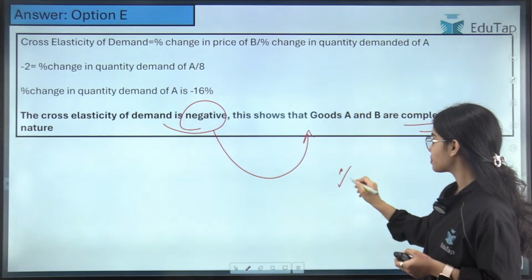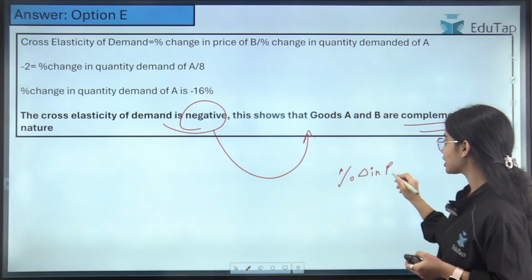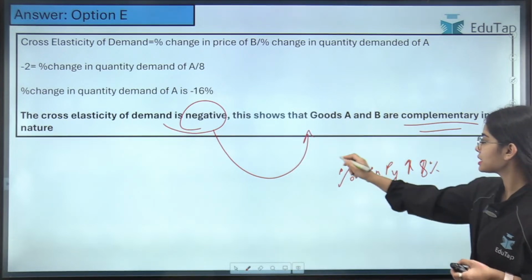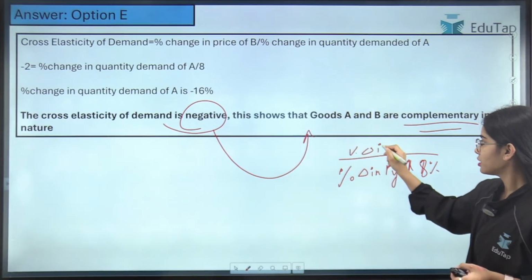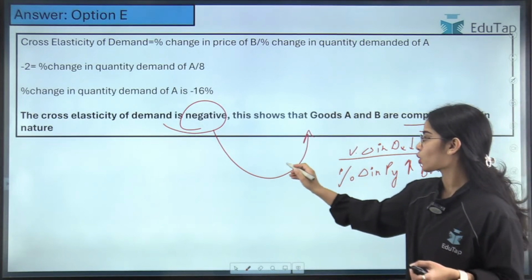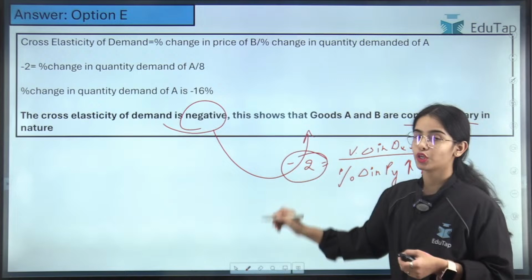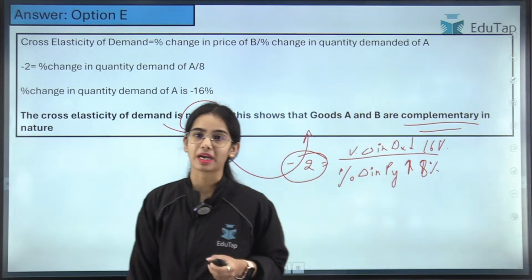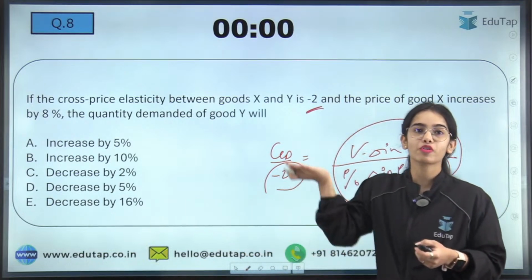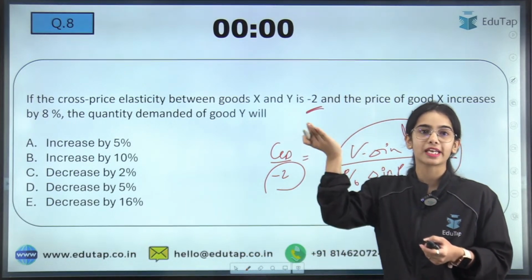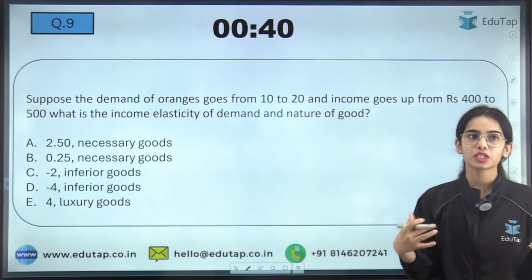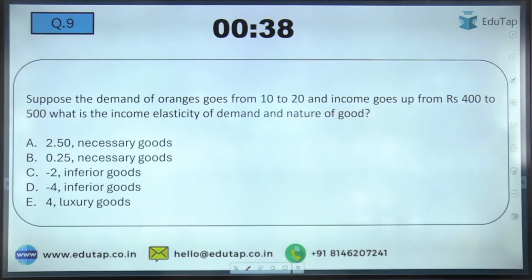So as there is a percentage increase in price by 8%, the demand is falling by 16% as the cross elasticity of demand is minus 2. Yes, they are complementary goods, and if the price of X is increasing, the demand of Y is falling by 16%. So this is the idea. Now try to answer the next question.